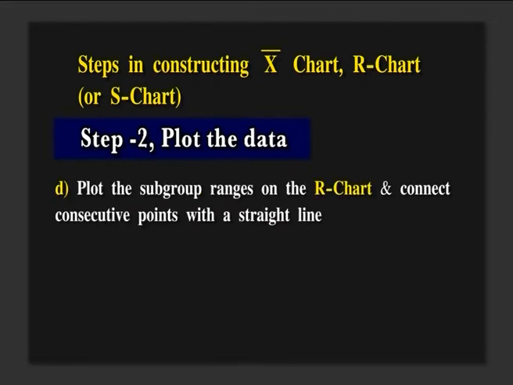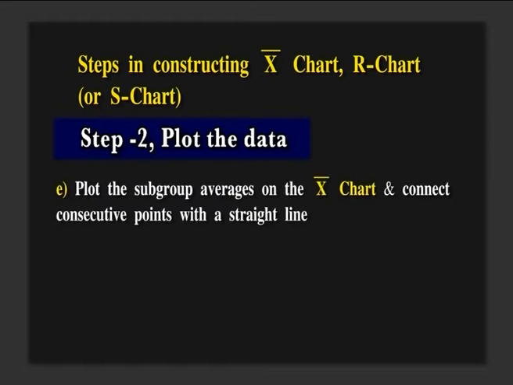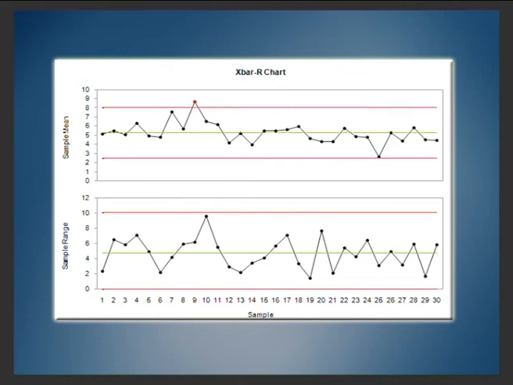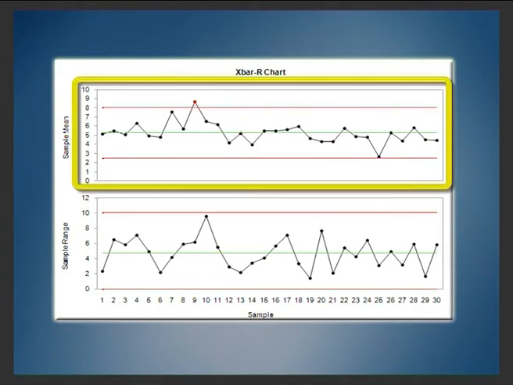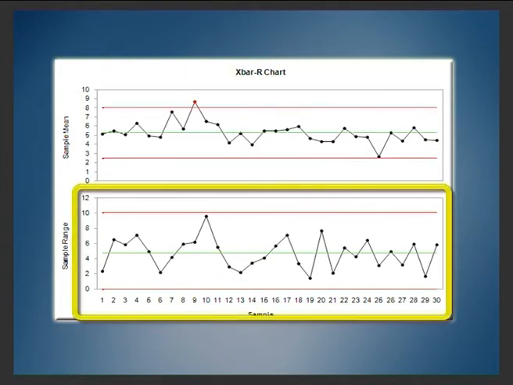Plot the subgroup ranges on the R chart and connect the consecutive points with a straight line. Plot the subgroup averages on the X bar chart and connect the consecutive points with a straight line. A typical X bar chart and R chart is given in the following figure. The first one is the X bar chart, the one below is the R chart.